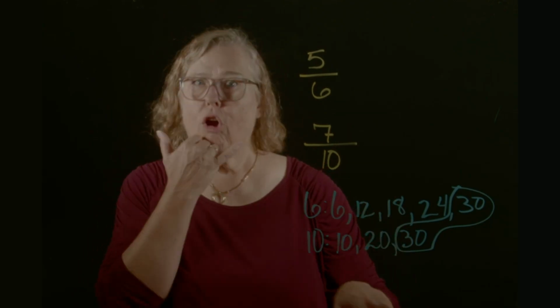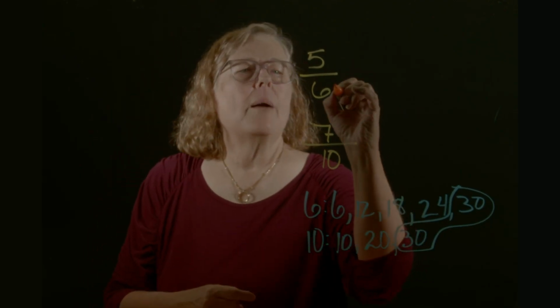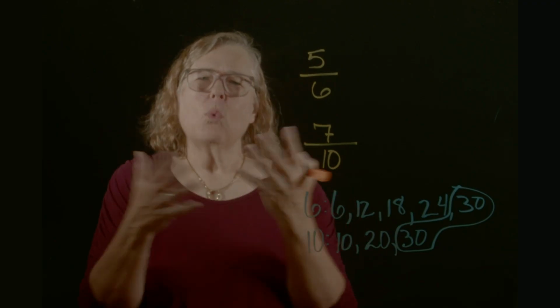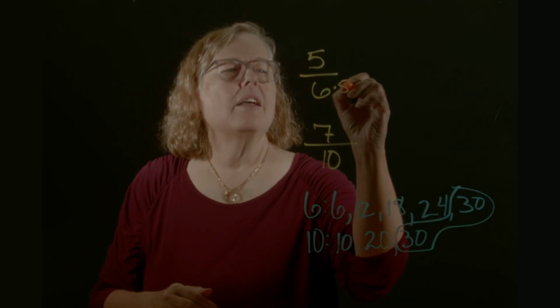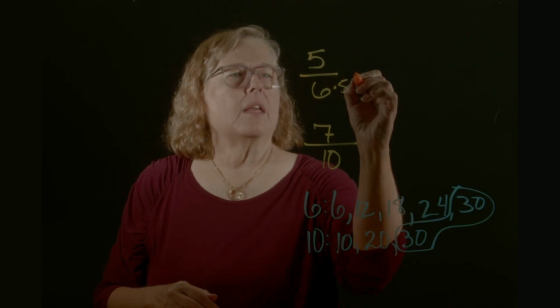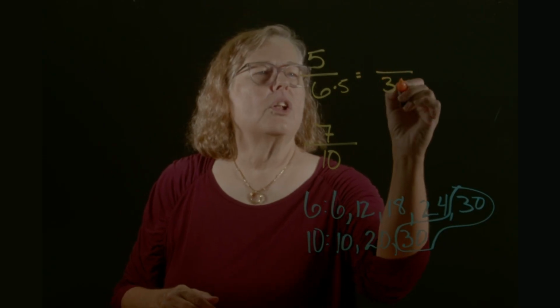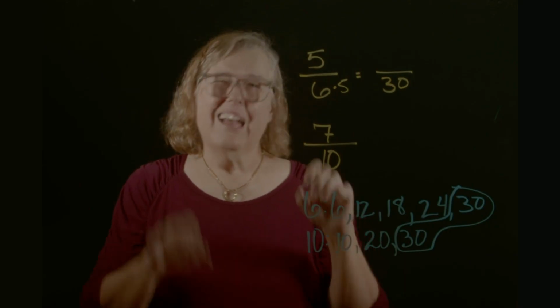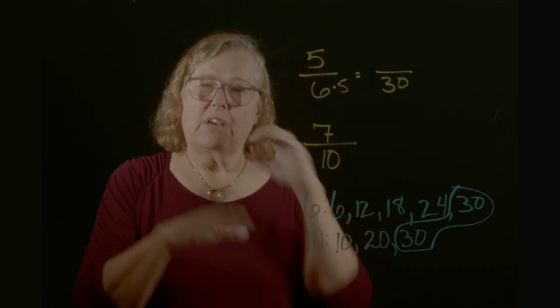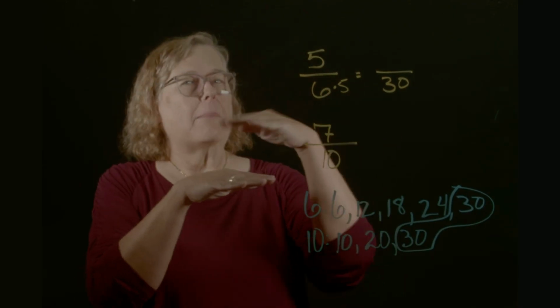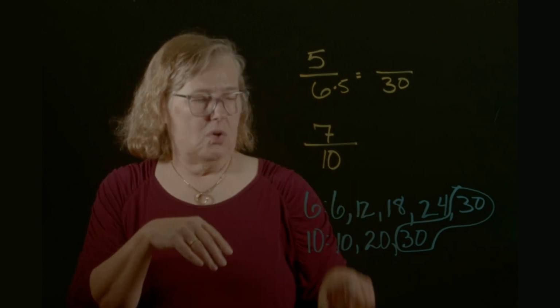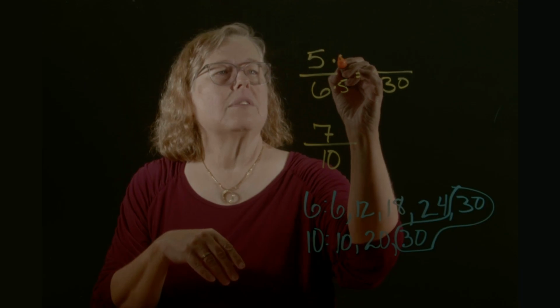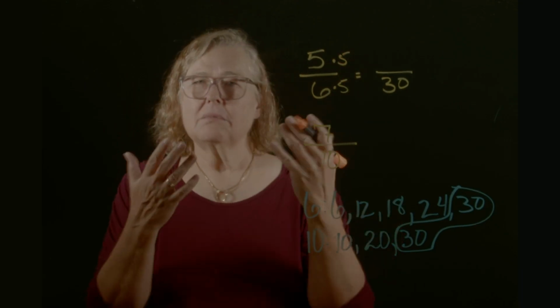Whoop, wrong color. 6 times what would be equal to 30? 5, good job. All right, I can do that. Can I do that? Yes. No matter what I do on the bottom, if I do the same thing on the top, I'm allowed to do that. So I just need to multiply the top by 5 also. So 5 times 5 is 25.